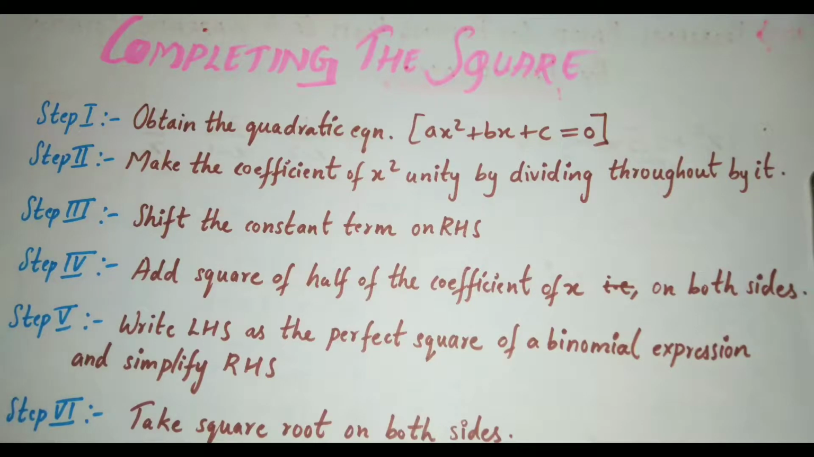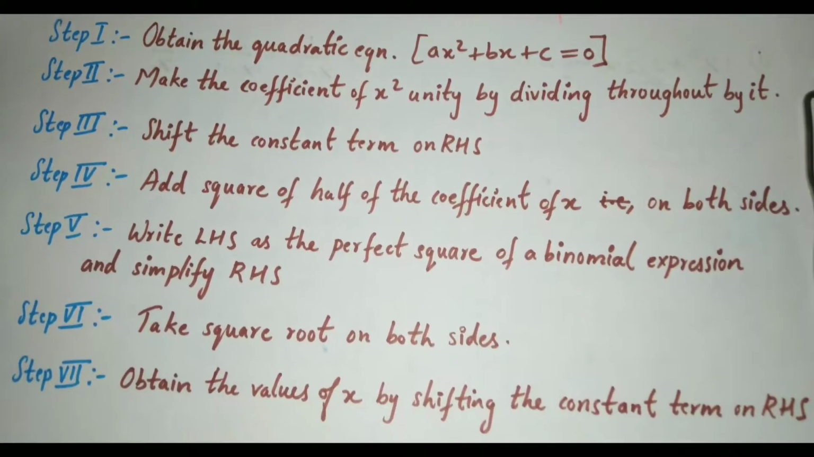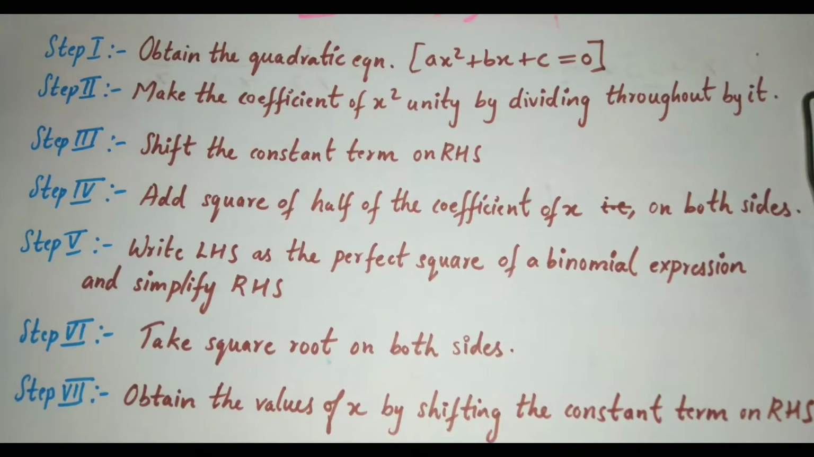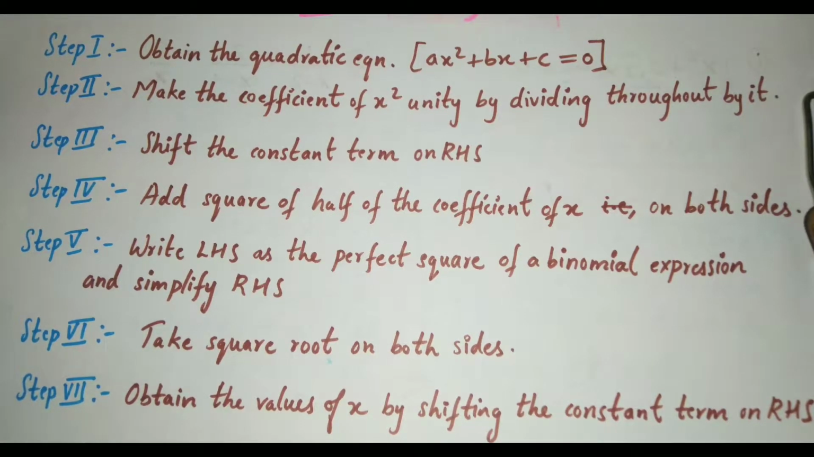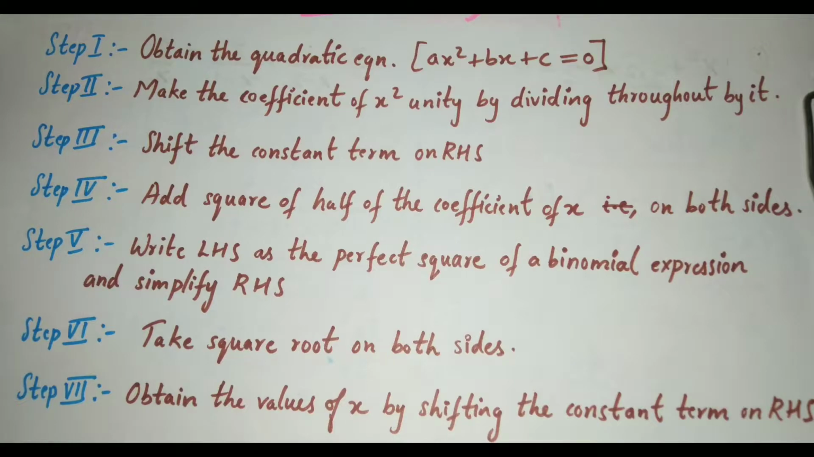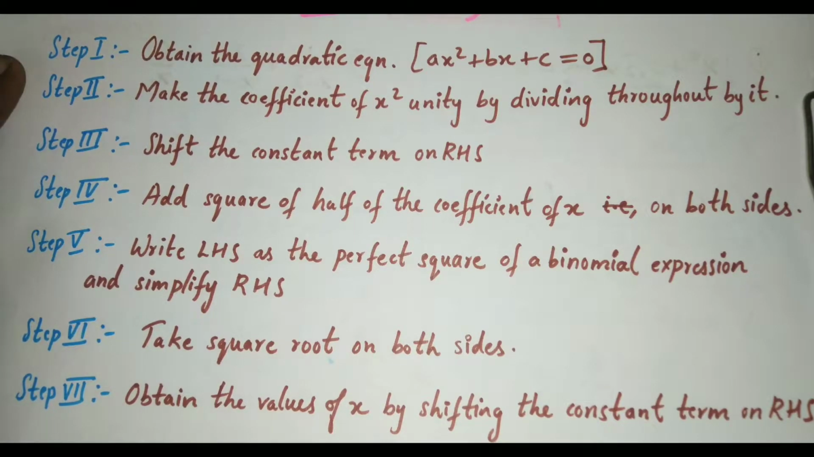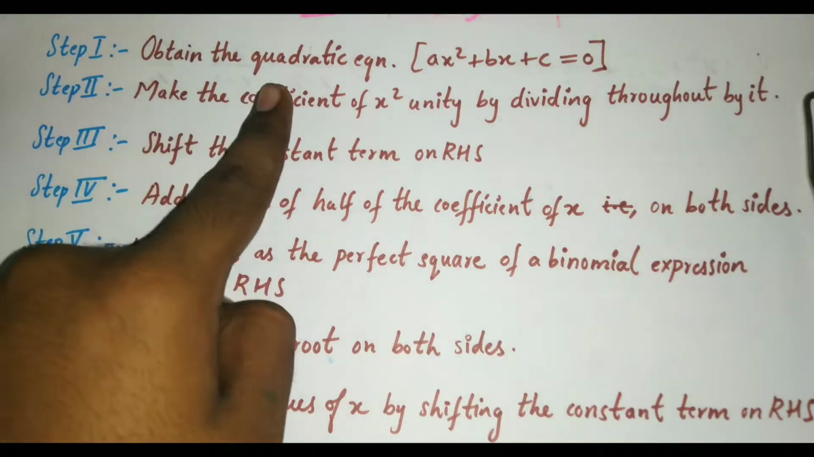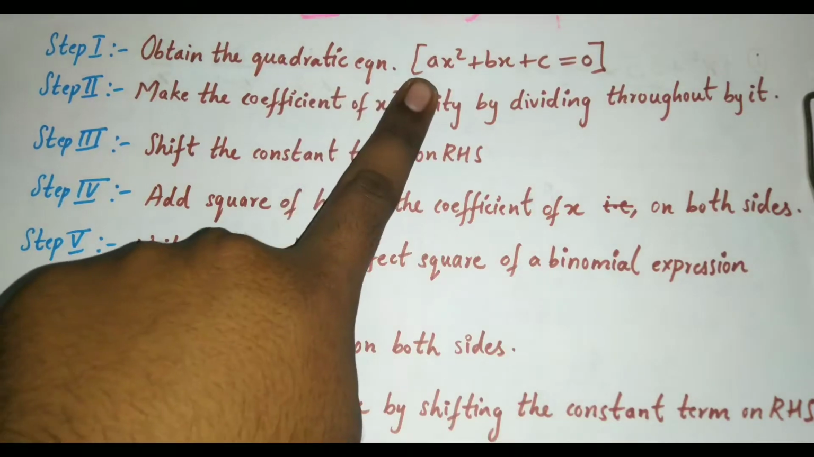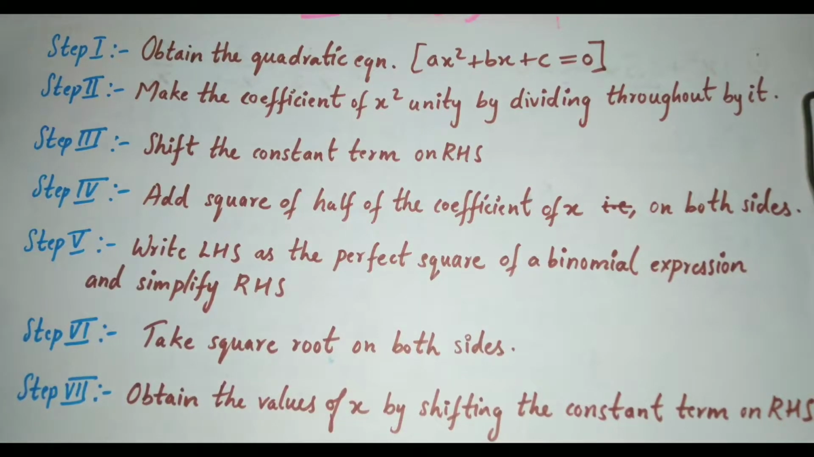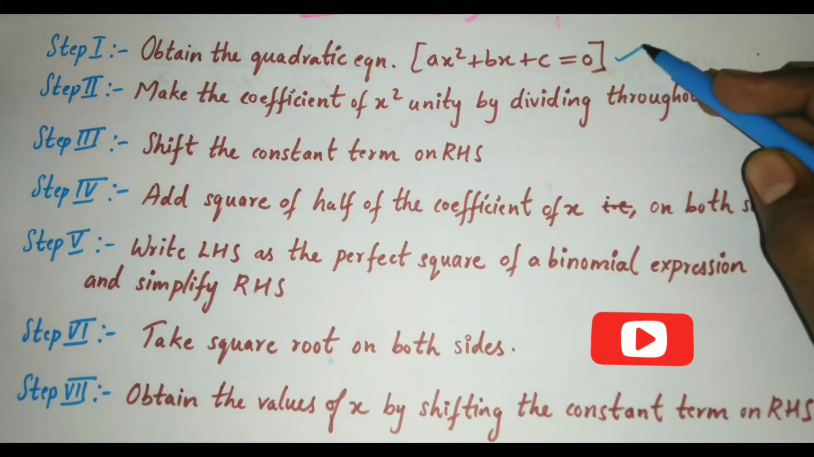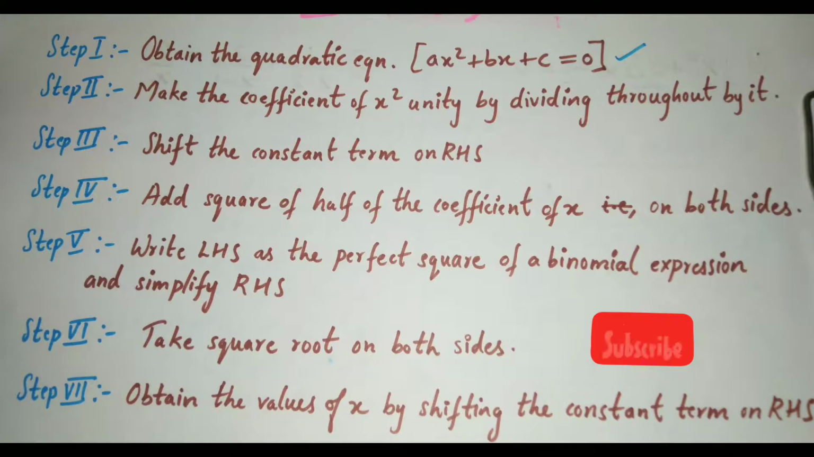I have written here 7 steps. You just have to understand the 7 steps, and further you can do the questions. Starting with the first step: obtain the quadratic equation in this form. That means when you get a question related to completing the square, the first step is that you have to simplify and bring it to the standard form of a quadratic equation.